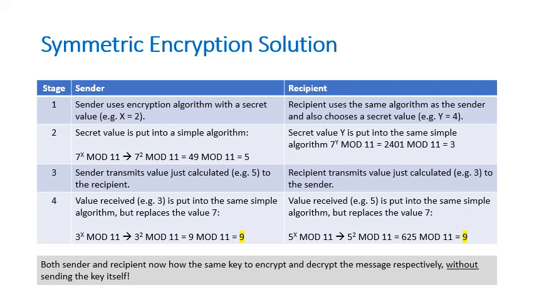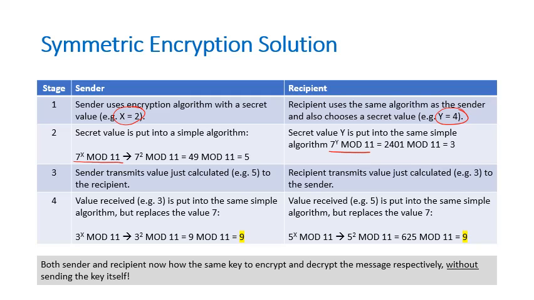The solution is seen here with a little arithmetic trick using modulo division. Both the sender and the receiver think of a secret number. So here, for example, the sender's secret number X is 2 and the receiver's secret number Y is 4. They both put their secret number through the same algorithm: 7 to the power of X mod 11 versus 7 to the power of Y mod 11.